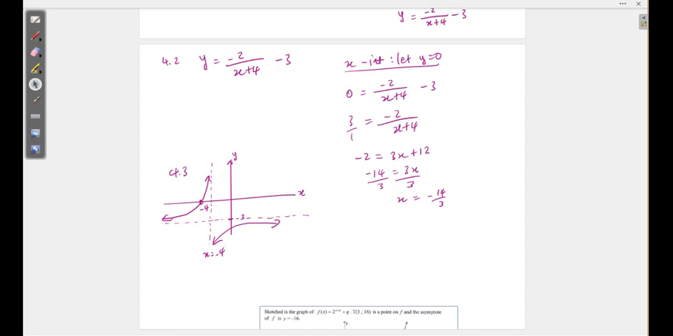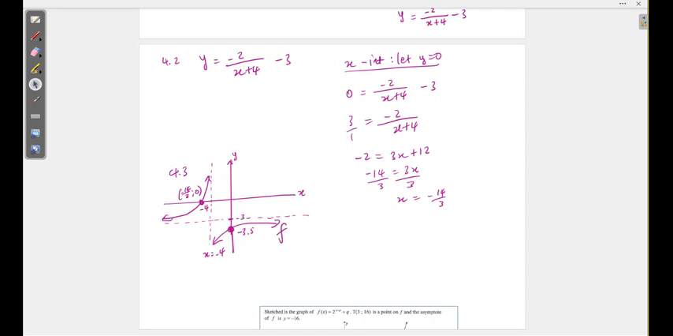Now remember, you calculated the x-intercept, so here the coordinate should be negative 14 over 3, 0. And then here you can calculate the y-intercept by letting x be 0. That will be negative half minus 3, which means negative 3 and a half, that will be negative 3.5. So here it should be negative 3.5. Alright, so then you get your full marks there for sketching f.